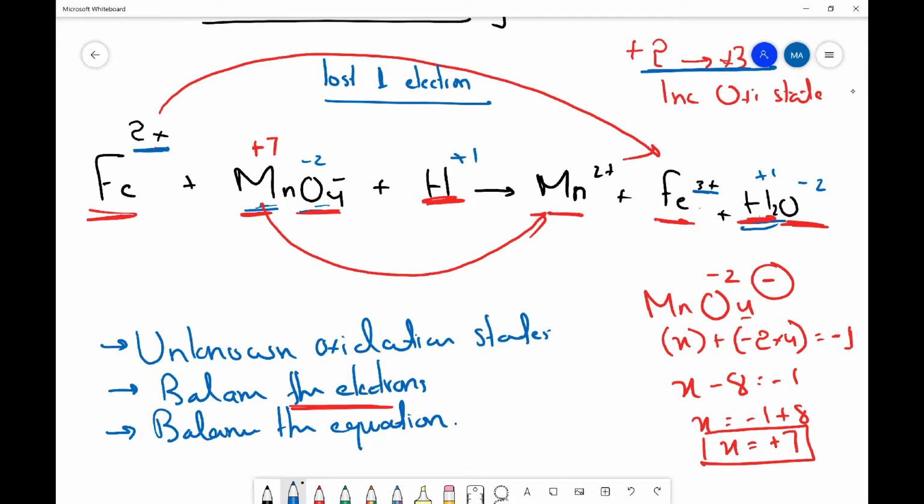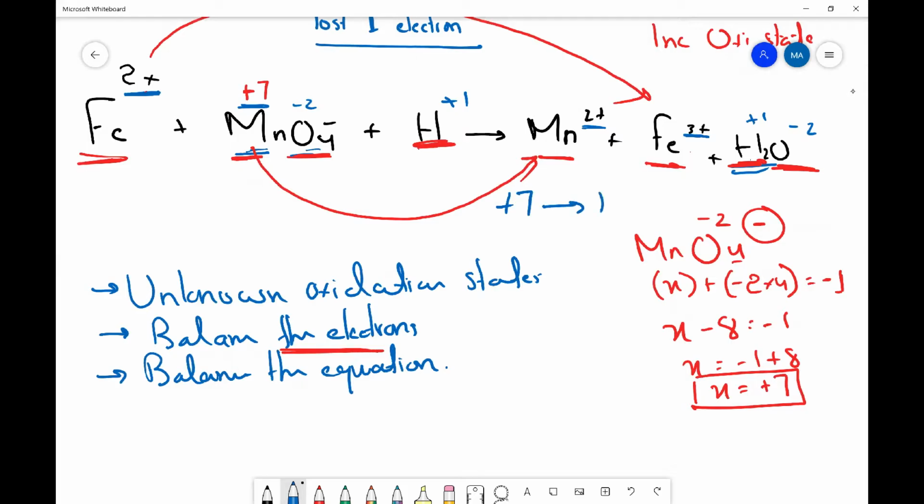Okay. Now look at Mn. Mn is plus 7 here and Mn is plus 2 here. So let's look at the oxidation states. Plus 7 to plus 2, the oxidation state is decreasing, right? It's going from 7 to 2, it's decreasing 5 numbers. So this tells us that Mn is gaining 5 electrons because its oxidation state is decreasing, and decrease of oxidation state is reduction. Reduction is also gain of electrons. So Mn is gaining 5 electrons. Because it gained 5 electrons, the oxidation state decreased by 5 from 7 to 2.